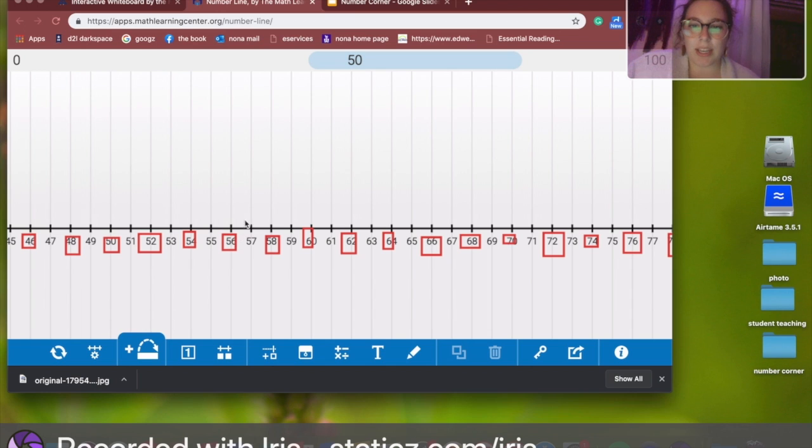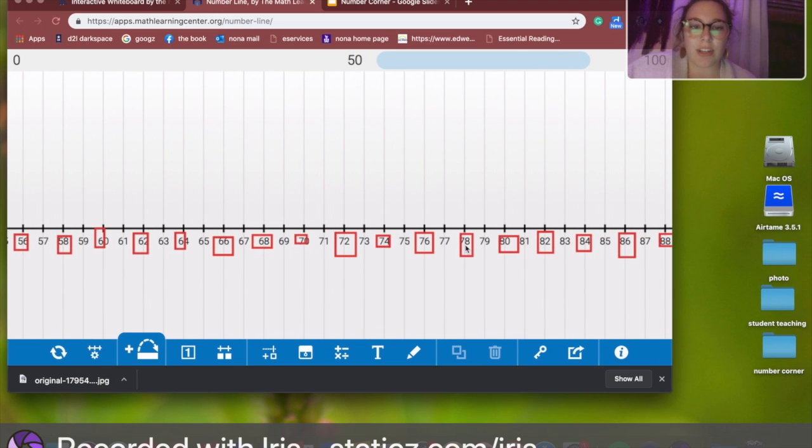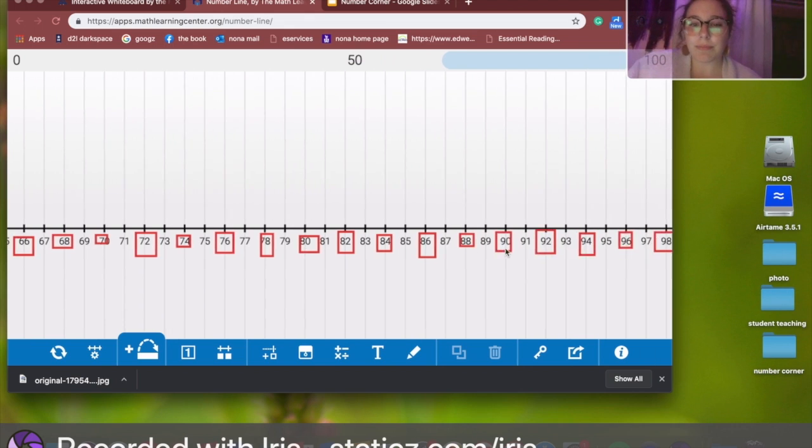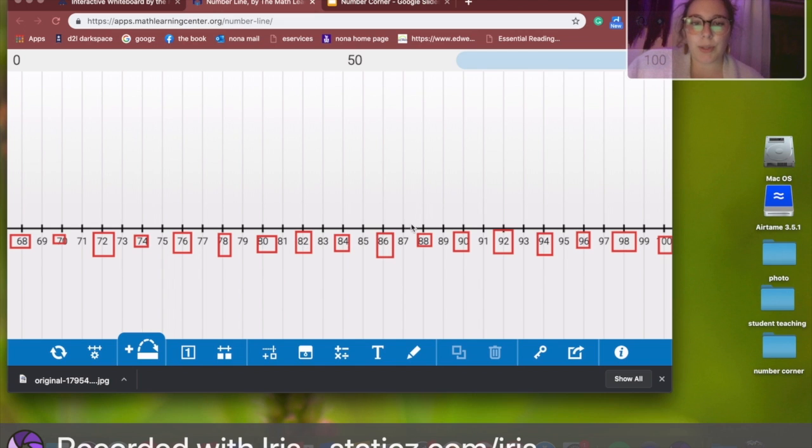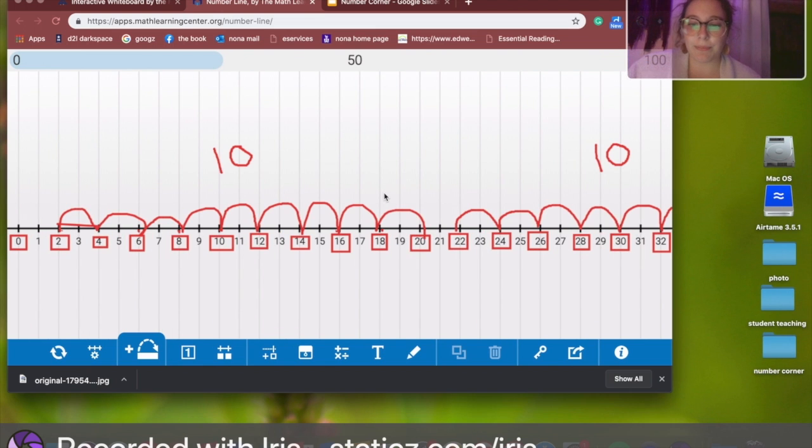26, 27, 28, 29, 30, 31, 32, 33, 34, 35, 36, 37, 38, 39, 40. Friends, between 0 and 80, there are 40 multiples of 2. Does that give you any more clues as to how many multiples of 2 there are between 0 and 100? Let's keep counting. 41, 42, 43, 44, 45, 46, 47, 48, 49, 50. There are 50 multiples of 2 between 0 and 100.